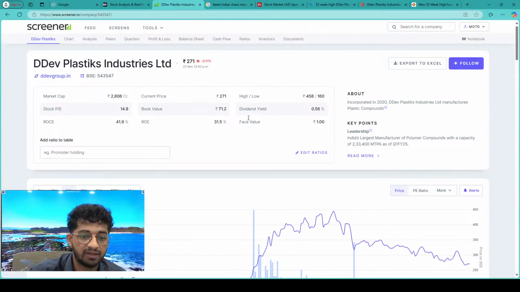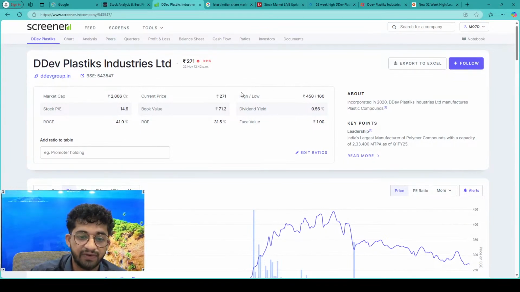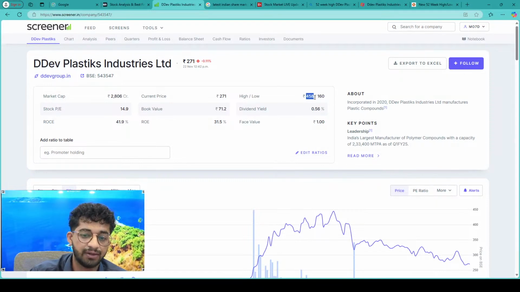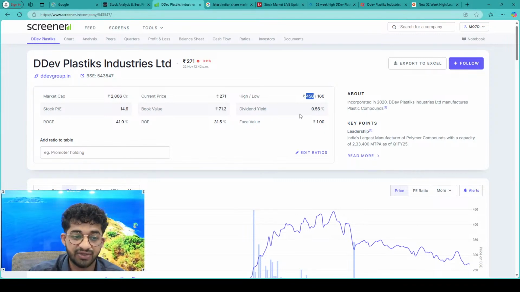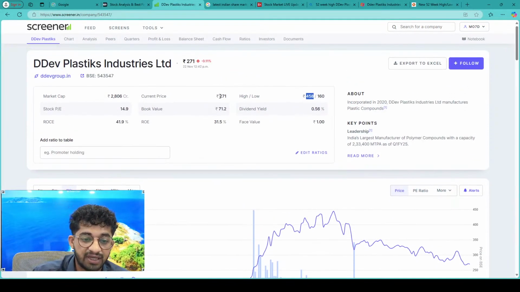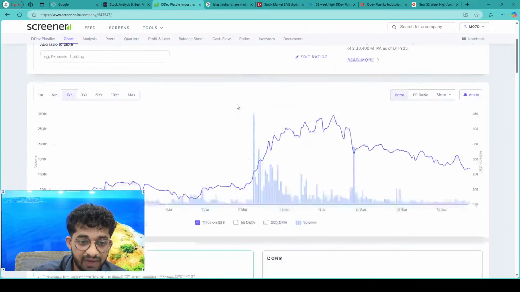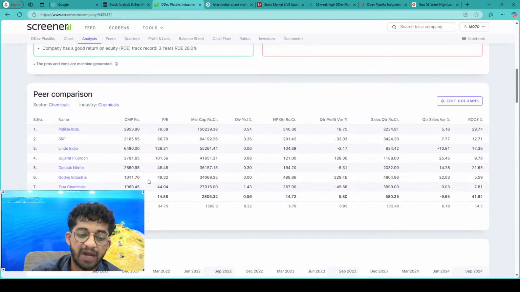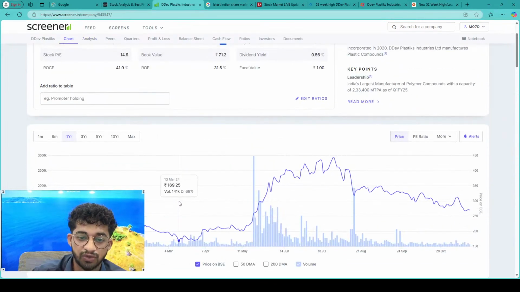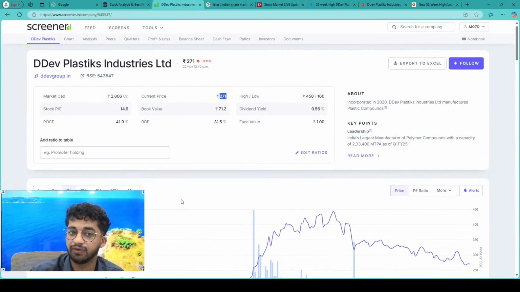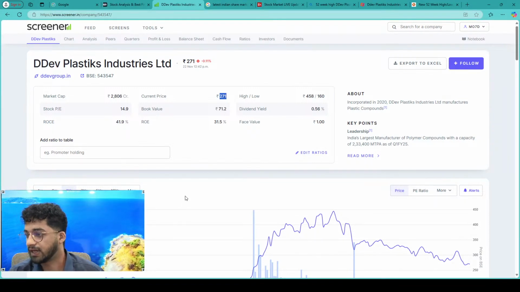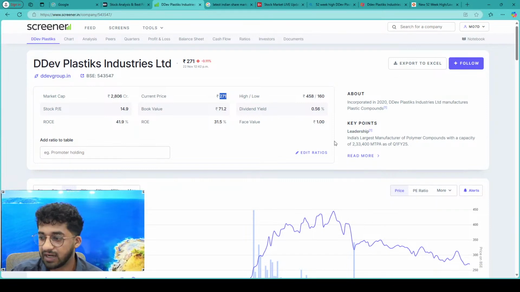When we look at the 52-week high of the company, it has a high of 458. So it is capable of going up to 458, and considering it, the current price is undervalued as per the price to earnings ratio. So it is a very good stock for the long term. Now let's see the chart of the company.